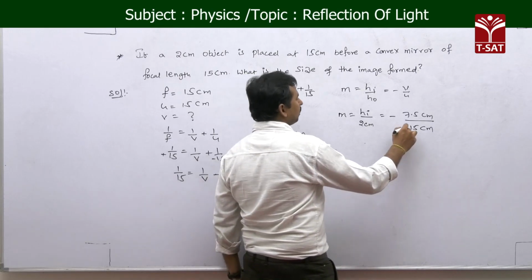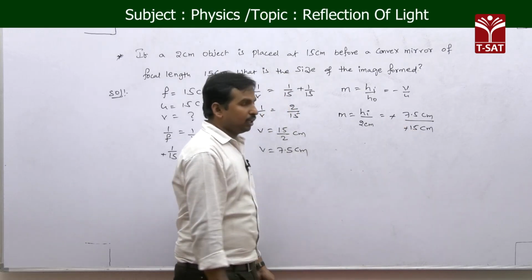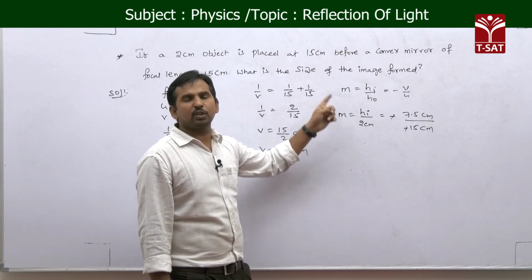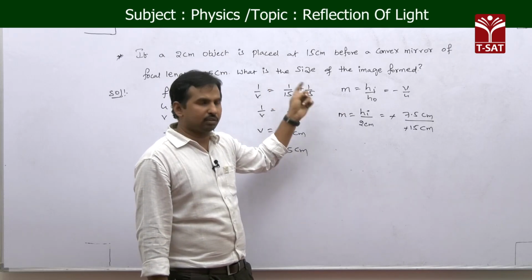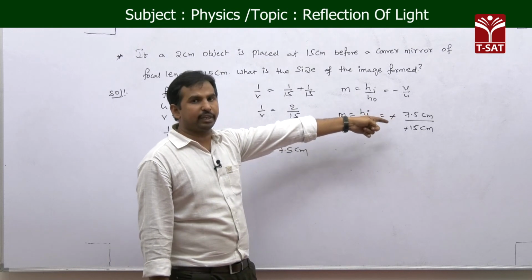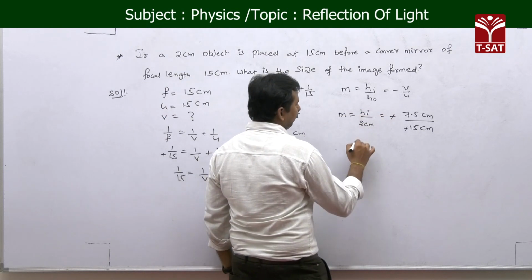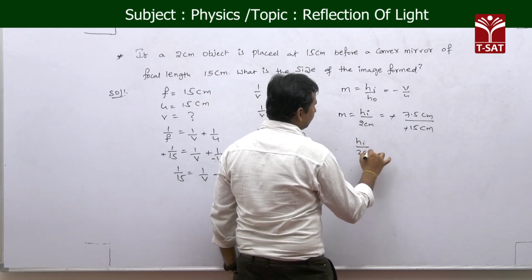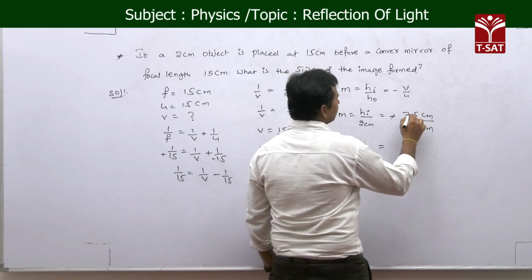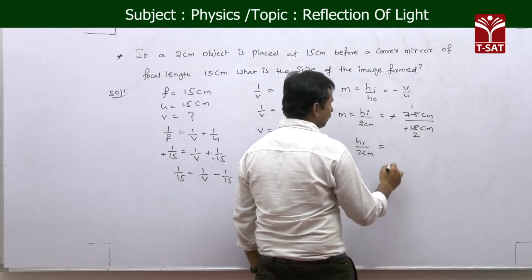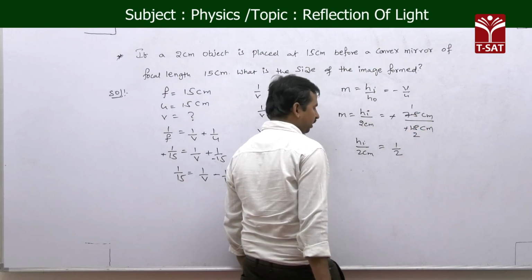Then this minus and minus get cancelled. And earlier also I said, the image formed by a convex mirror is a virtual image, so the magnification value we are getting here is a positive value. Then height of the image by 2 centimeters is equal to 7.5 by 2, which is 7.5 ones and 2's here, is equal to 1 by 2.